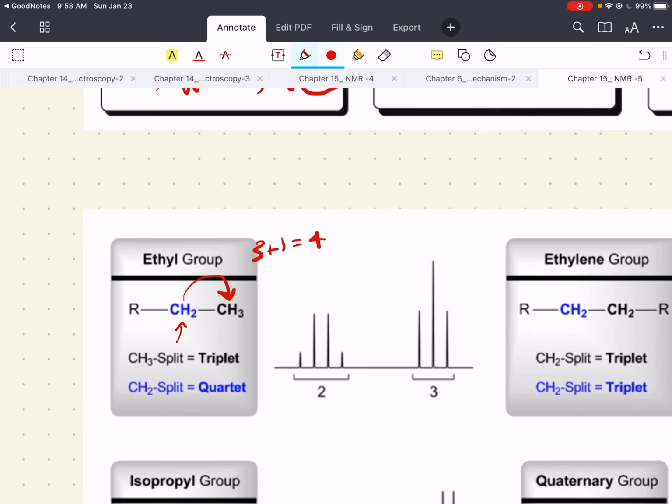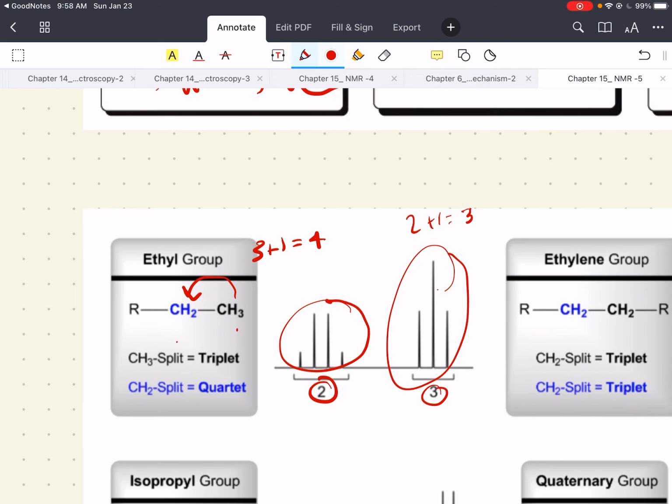All right, that's going to give you a quartet right here, with an integration of 2, because these are 2 equivalent hydrogens who both have 3 neighboring hydrogens and are going to give a quartet peak. And when you look at this methyl group, it has 2 hydrogen neighbors, so 2 plus 1 is going to give you a triplet. So this is the triplet. It's going to have an integration of 3, because all 3 of these hydrogens are equivalent.